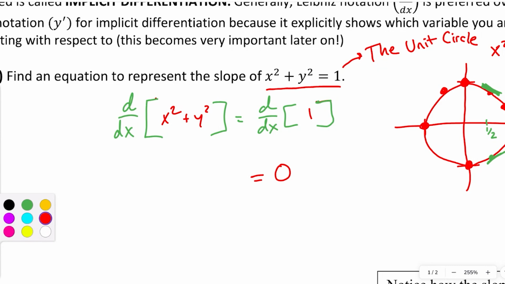Okay, so when you have an algebraic expression here, where we're just adding and subtracting terms, we can actually split up this derivative and take the derivative of each term individually, just like we did before, right? If you had a polynomial and I said, find the derivative of this polynomial, you would usually use power rule on each term individually, right? So that's what we're going to do here. We're going to split up this derivative and say that this is d dx of x squared plus d dx of y squared.